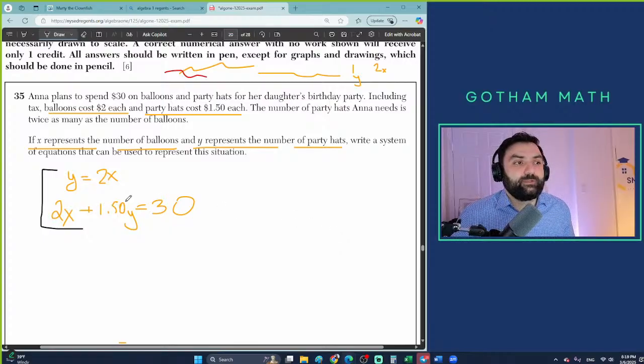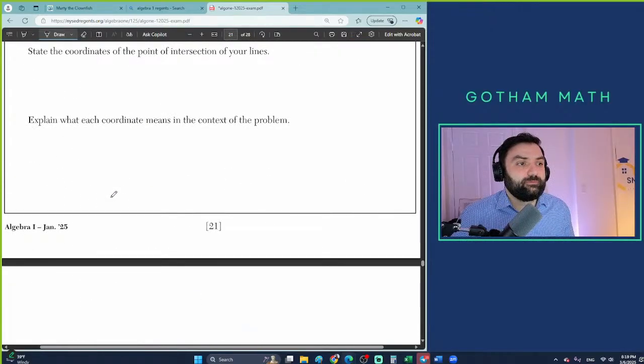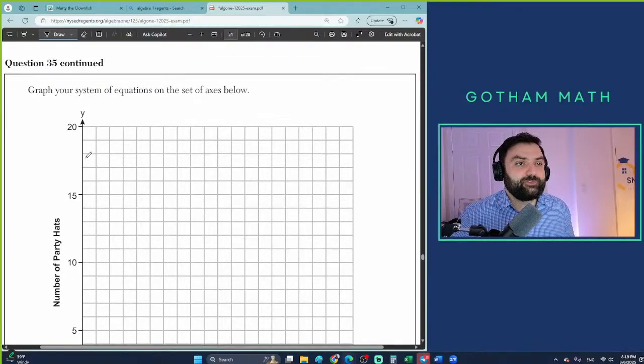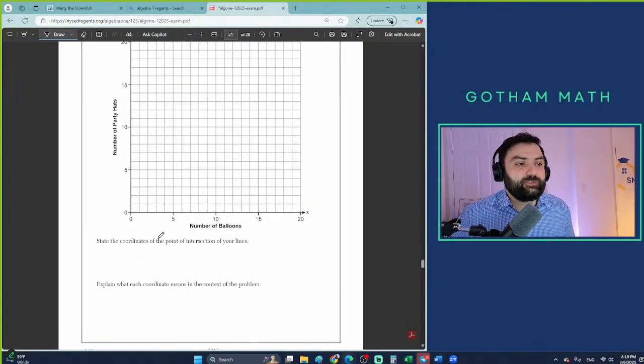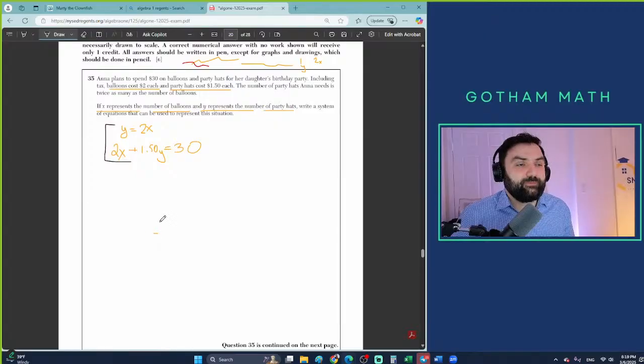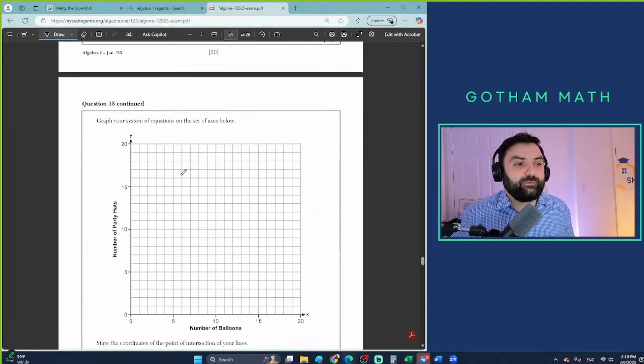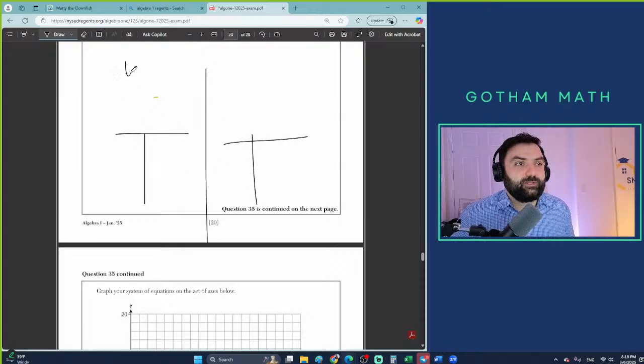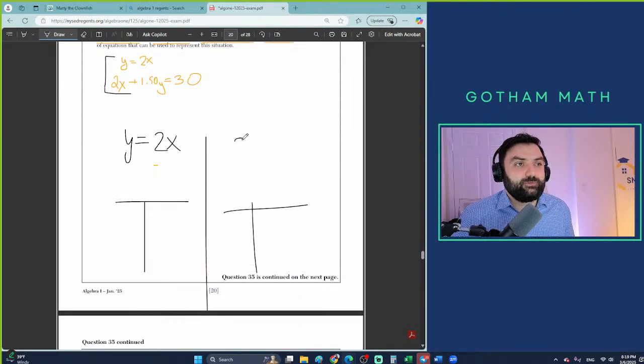All right. And now we have to most likely just graph it, right? Graph the system of equations. It's 2 lines that we're going to have to graph. So Y equals 2X is pretty easy to graph. I'm going to do it here. Why not? This one, I'm going to do Y equals 2X. And on this one, I'm going to do 2X plus 1.50Y equals 30.